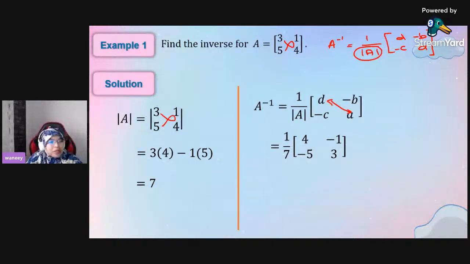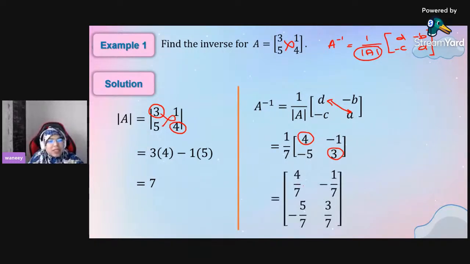Okay, so this is a, this is d. I'm going to flip them. So that is why 4 is at the top, 3 is at the bottom. And then we have to times with negative 1 for 1 as well as 5. So negative 1, negative 5. And then what we do next is that we should times the constant inside the bracket. So they will become 4 over 7, negative 1 over 7, negative 5 over 7, and then 3 over 7.